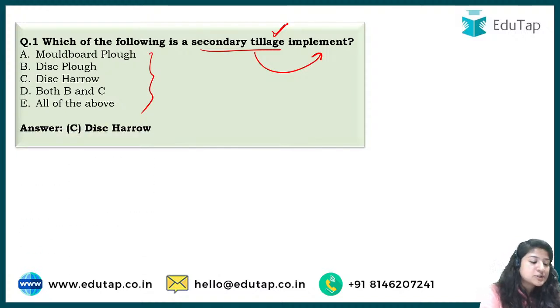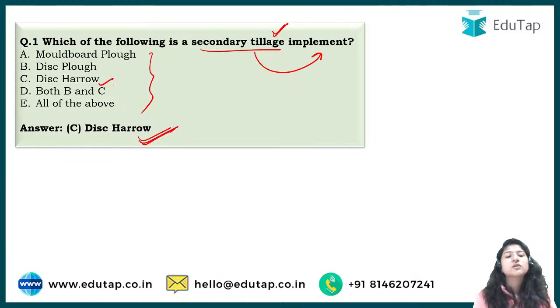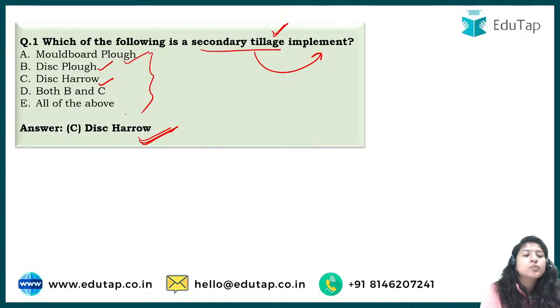Okay, the correct answer to this is option number C, that is disc harrow. All right. So, apart from that, mold board plow and then disc plow, both are what? Both are the primary tillage implement. What is the difference between primary tillage and secondary tillage? Let's first understand that.